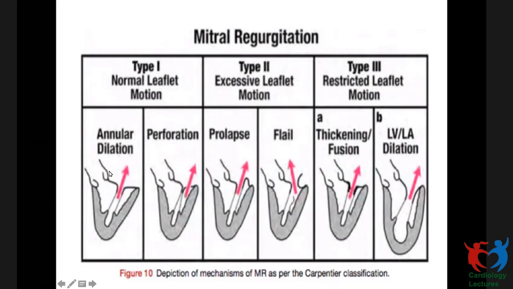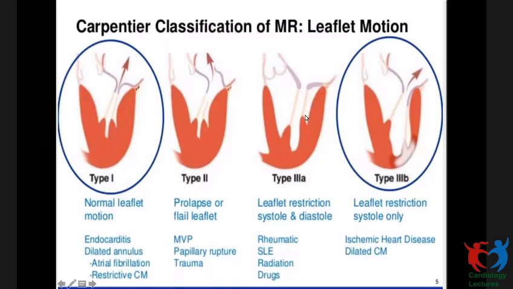So in these, primarily type 1 as well as type 3B are considered as functional regurgitation, whereas type 2 and type 3A are considered as anatomical primary mitral regurgitation. So these are the various types of mitral regurgitation according to Carpenter classification, where in the first type, there will be normal leaflet motion.